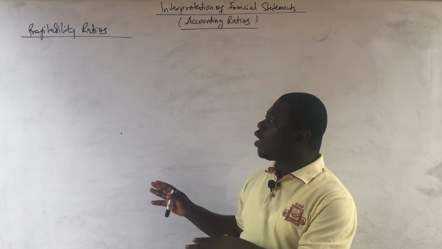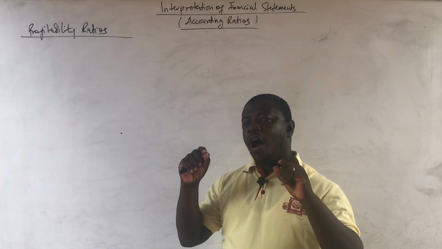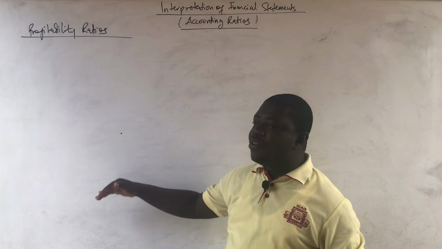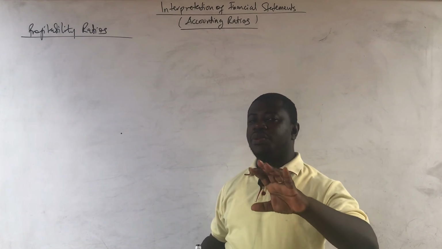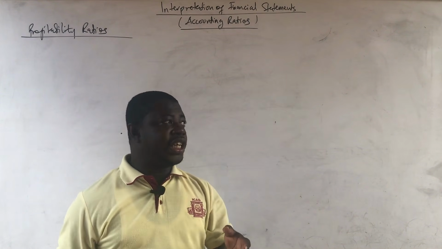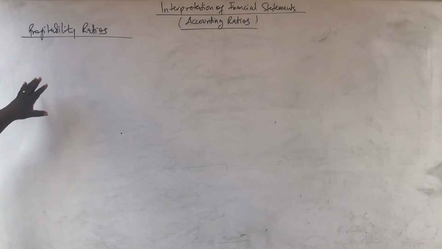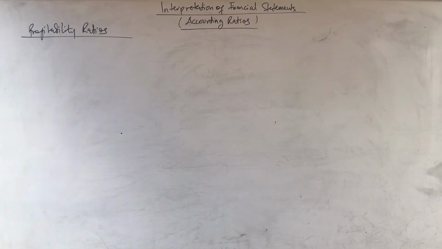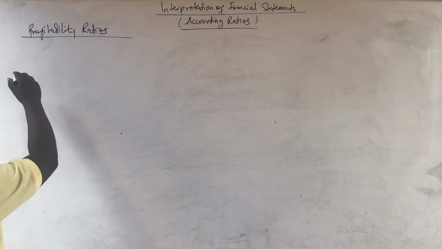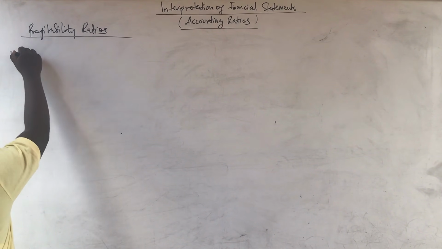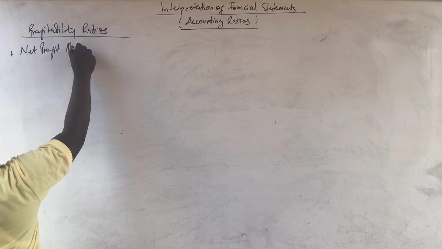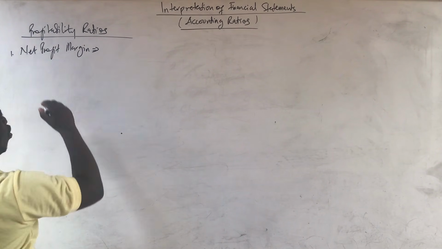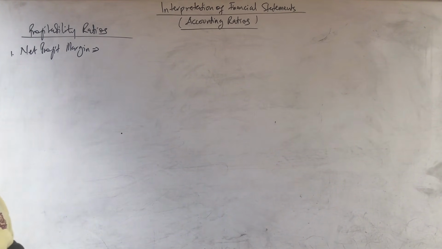Now, when we look at the profitability ratios, we have so many ratios that we can calculate under profitability, but I'm just going to be concerned with the main 3 that we are going to meet, and I'm going to focus on that. And so when we get to profitability ratios, the first one I can talk about is your net profit margin, or what some others may call the net profit percentage.